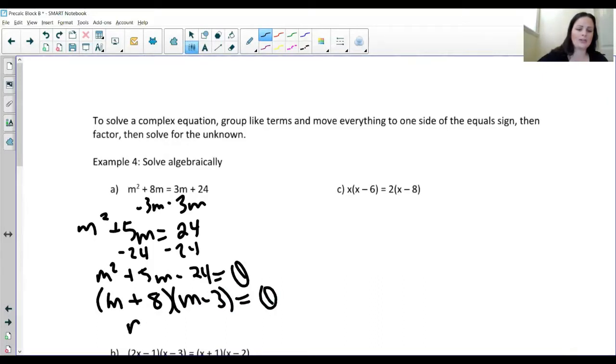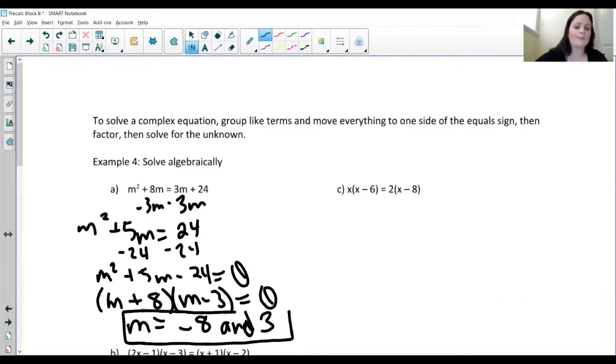So that means our solution for m is not positive 8 and negative 3. It's the opposite sign. You're not telling me what numbers are in the brackets. You're telling me the value for m that will make each bracket equal to 0. So m is going to equal negative 8 and positive 3. Pause the video and try the next one.